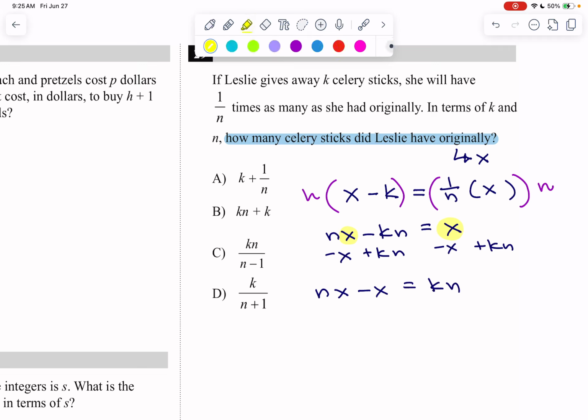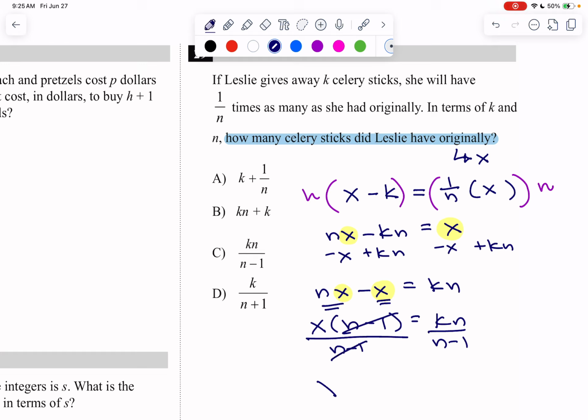You'll notice the x's that I'm trying to isolate are both on one side. And when they're on one side, I can factor it out. When I factor an x out, I'm left with n from this term, and from this term I'm left with 1, and they're being subtracted, equals kn. Now, if I'm going to isolate my x, how do I undo multiplication? Well, we do division. We're going to divide away what I don't want, which is the n minus 1, because that's what's bothering my x right now. These will cancel out, and I'll be left with x equals kn over n minus 1, which is c.